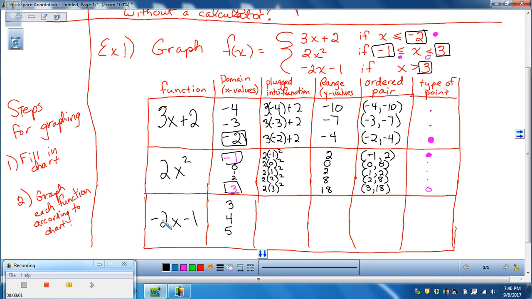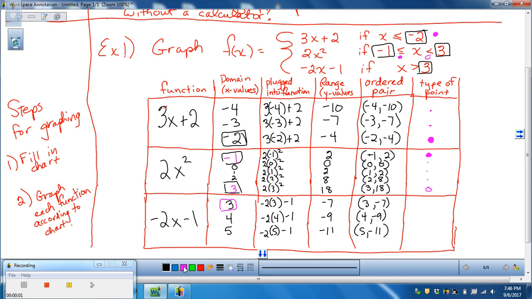So now we're going to substitute it in. We got -2 times 3 minus 1 is -7. The next one, -2 times 4 minus 1 is -9. The last one, -2 times 5 minus 1 is -11. And 3 was one of my special points, so I'm going to put a little box around that. And let's go ahead and fill in our ordered pairs. We've got 3, -7. We've got 4, -9. And we have 5, -11.